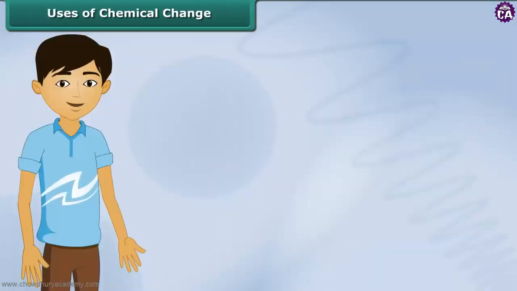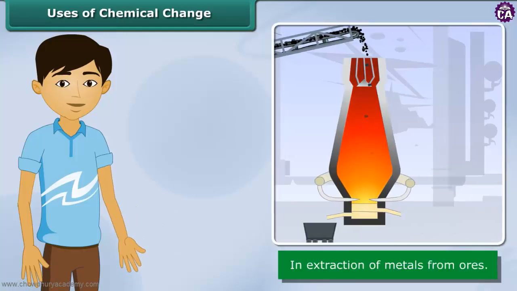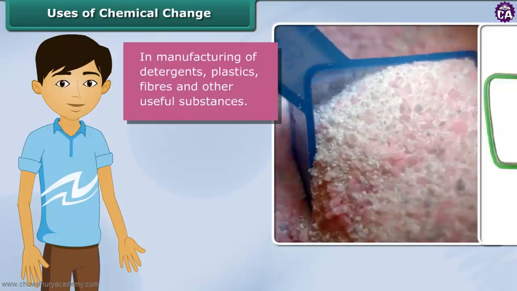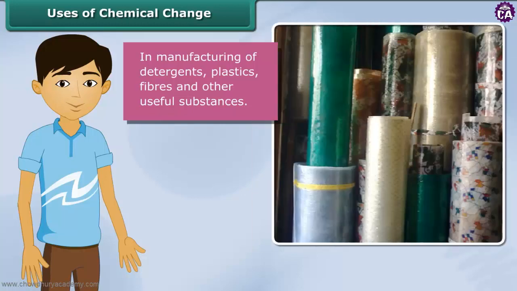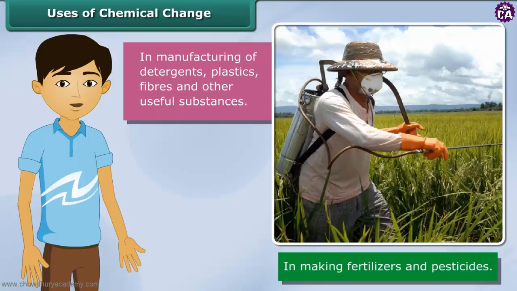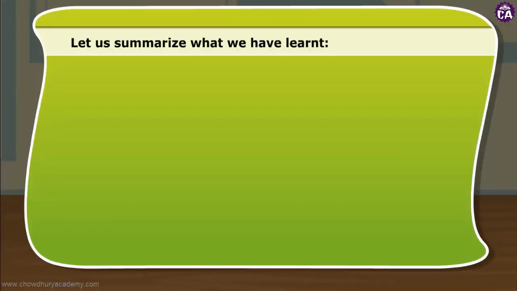Students, do you know the importance of chemical changes in our life? This is useful in extracting metals from ores, manufacturing medicines, artificial and useful substances like detergents and plastics, fibers, fertilizers and pesticides for agriculture purposes. Let us summarize what we have learned.